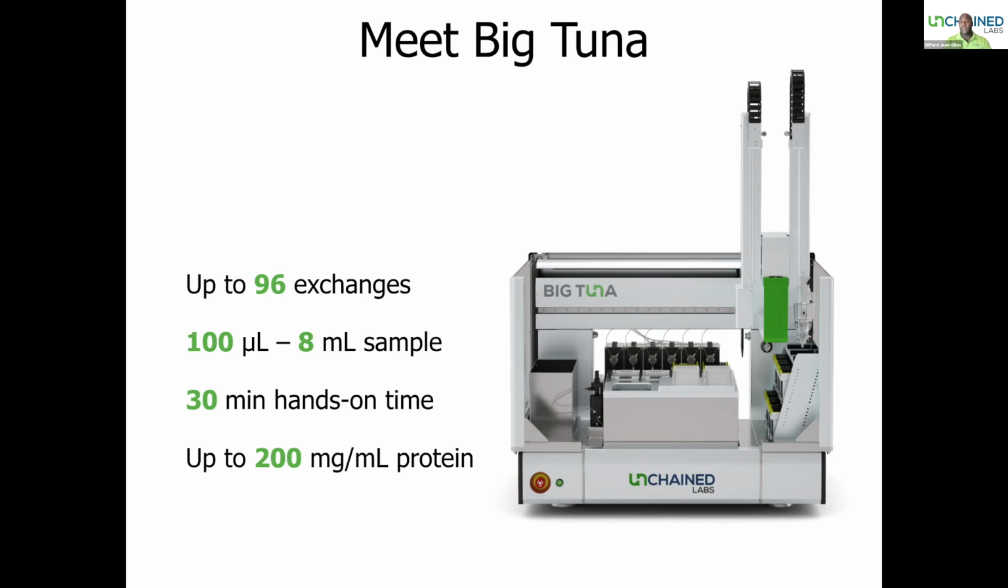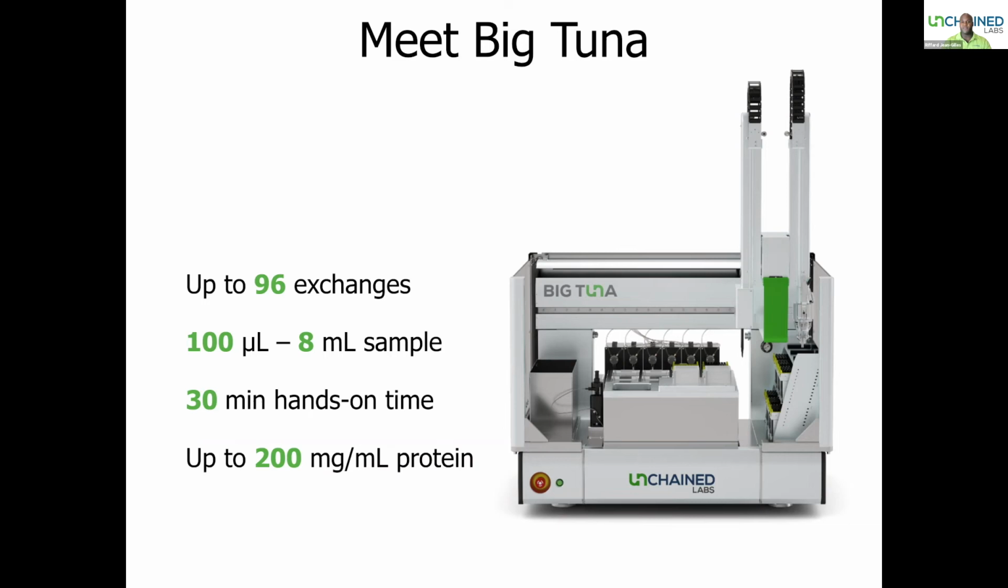And you can get back to doing the actual work that can make a difference. We can do as many as 96 exchanges at once. The sample volume can be as small as 100 microliter, and we'll see why, up to 8 milliliters, so quite a dynamic range in terms of what can be handled. And while we can handle very high concentrations, the lowest concentrations that we've handled on the Big Tuna are as low as 0.05 mg per ml, or 0.1 mg per ml are also typical on the low end.